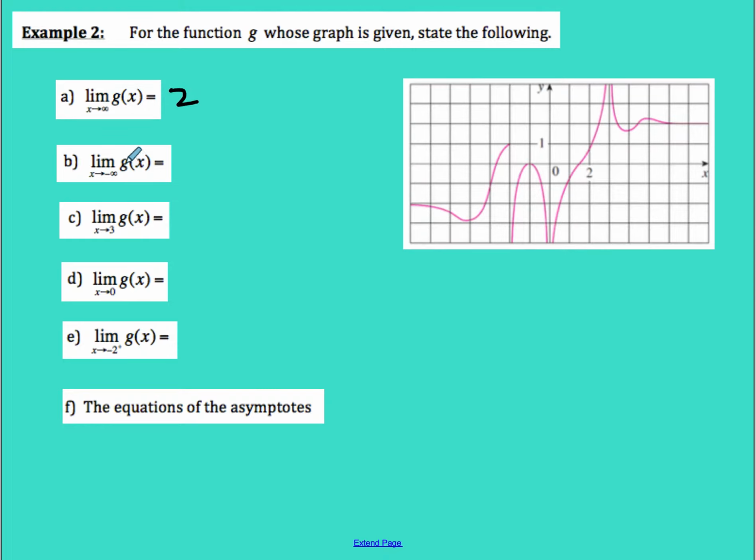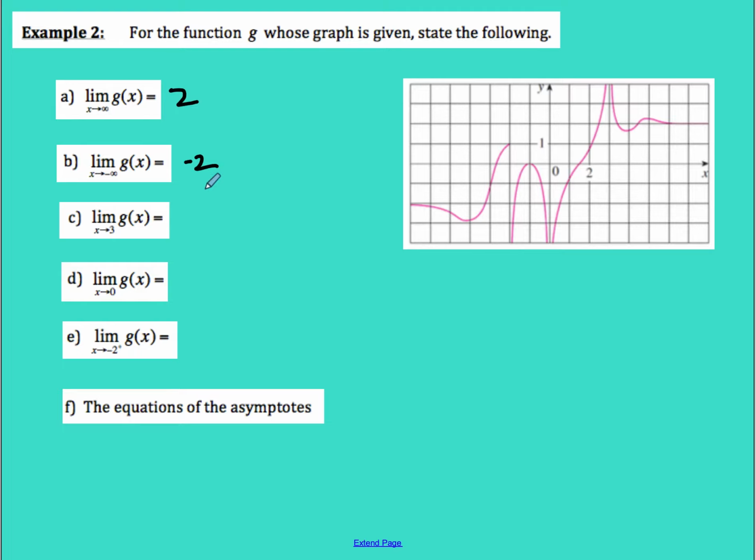Now we have our limit as x approaches negative infinity of g of x. So that means I'm going to look all the way to the left as the graph goes, and we would be approaching negative 2.